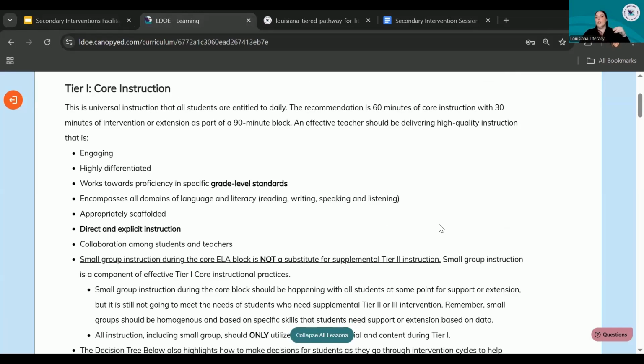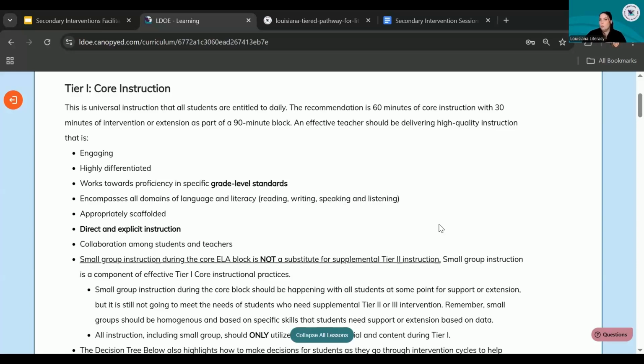So Tier 1 core instruction, that's that universal instruction that all of your students are entitled to every day. We have some recommendations for time. I know some of you are teachers on your campus. You don't have a lot of control over this, but if you are a leader, this is something that you're going to want to have in mind. We recommend 60 minutes of core instruction, then 30 minutes of time for intervention or extension. So roughly 90 minutes of a block.